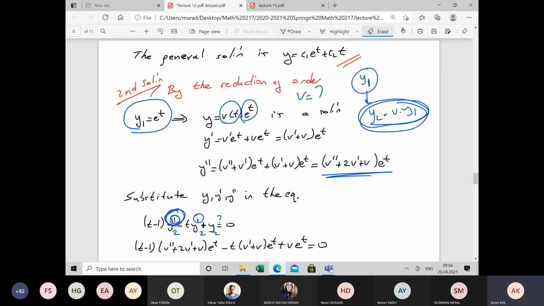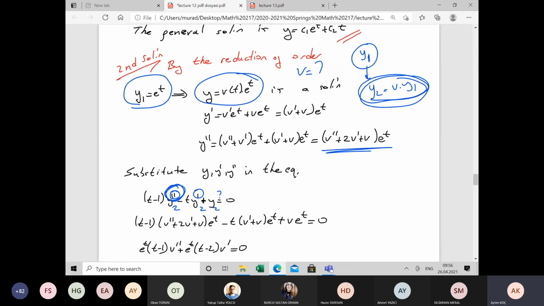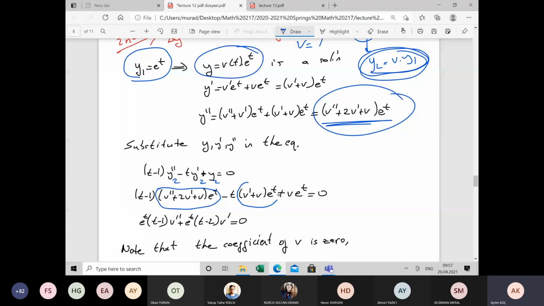We claim that y sub 2 is a solution, which means it satisfies our differential equation. So substitute y prime and y double prime here. Our differential equation is y double prime, this one, t times y prime, plus y, and it should be 0. So we rewrite this one and obtain this one.